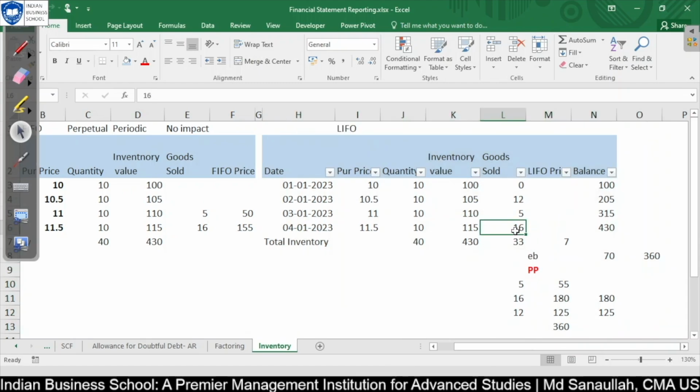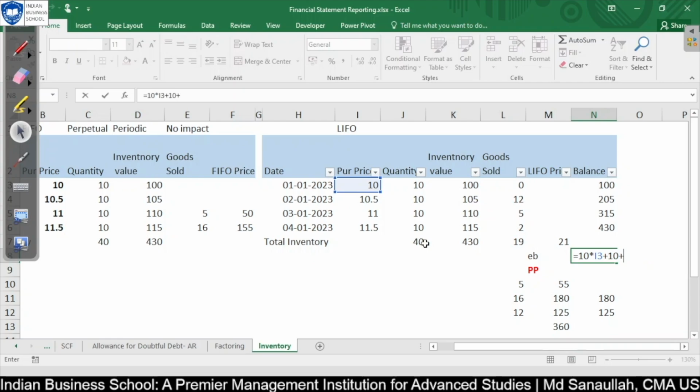So for more clarification, for example, we sold only 2 quantity here. Then what would be the result? Let's see how many quantities we sold. 19. So how many are remaining? 40 minus 19, so 21 quantity is remaining. So for the ending balance, he will consider all the latest prices into cost of goods, and the oldest prices he will consider in the ending inventory. So first 10 quantity into the oldest price, then the second 10 quantity into the second oldest price, then plus 1 into this price. So this is the ending inventory, and this is cost of goods.